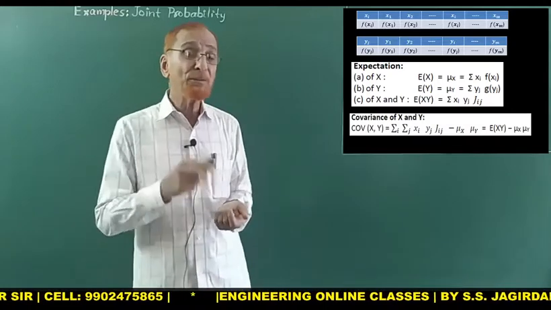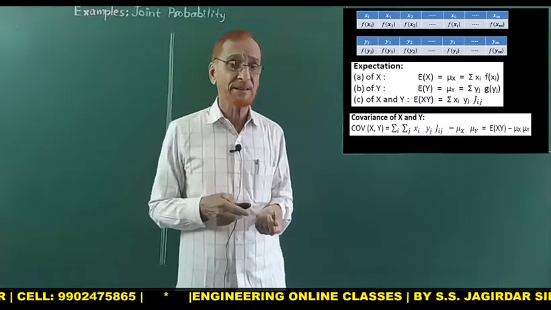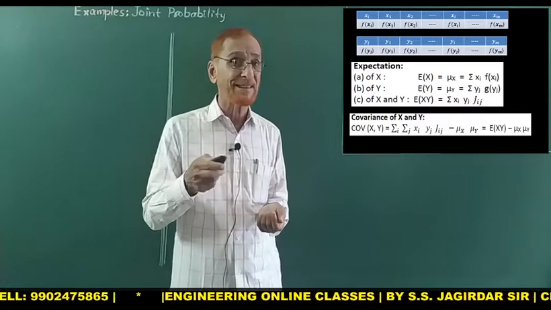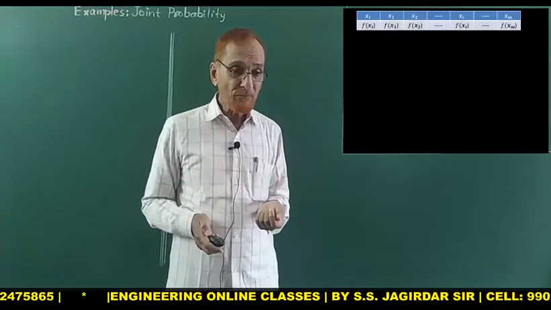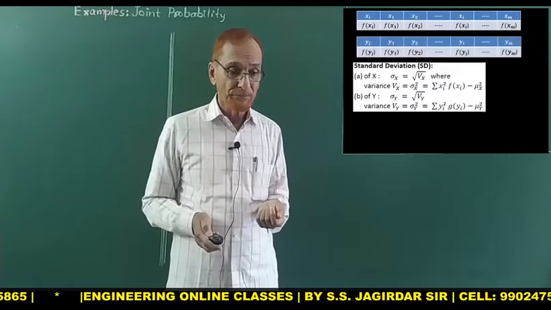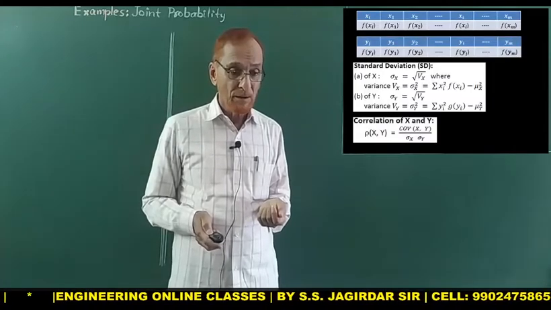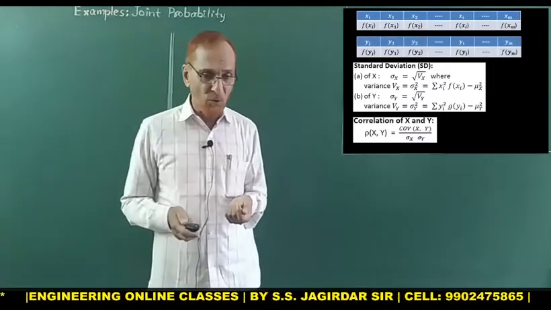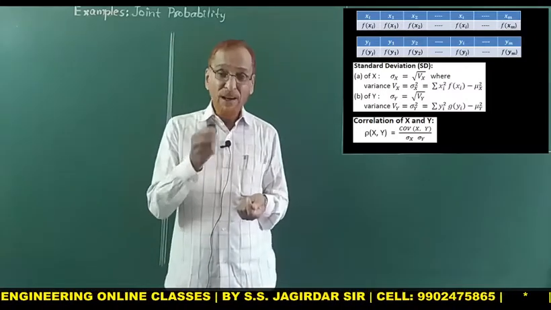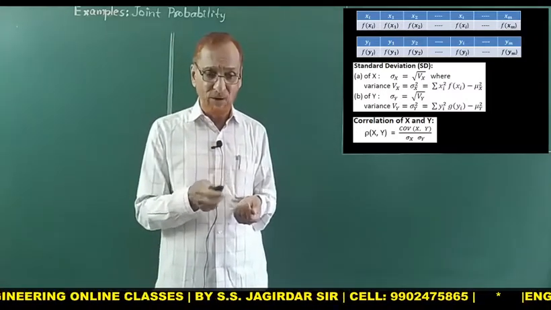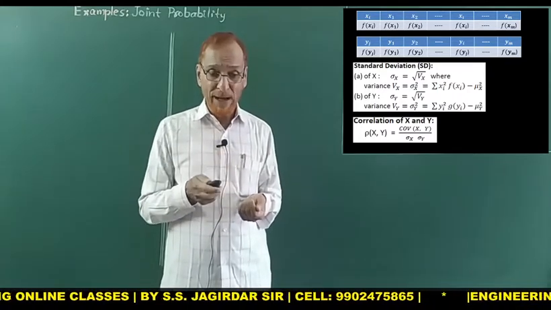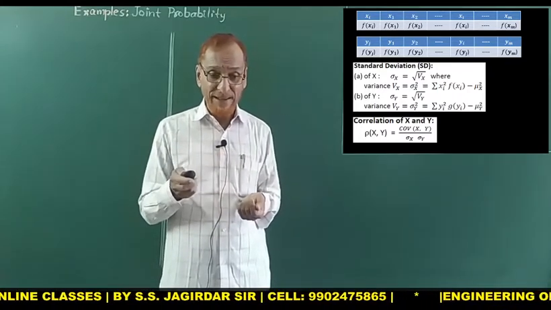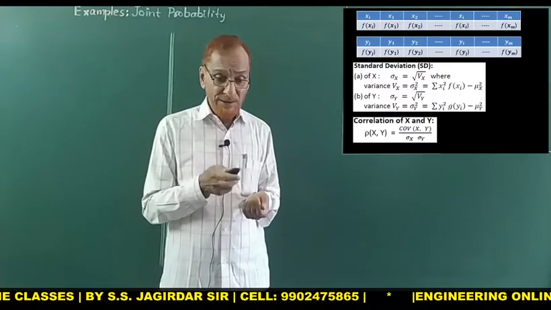But in some of the problems, one more quantity is asked to estimate. What is that quantity? That is nothing but correlation of x and y. If you are asked to find out the correlation of x and y, then its symbol is rho x comma y, covariance of xy divided by sigma x sigma y.